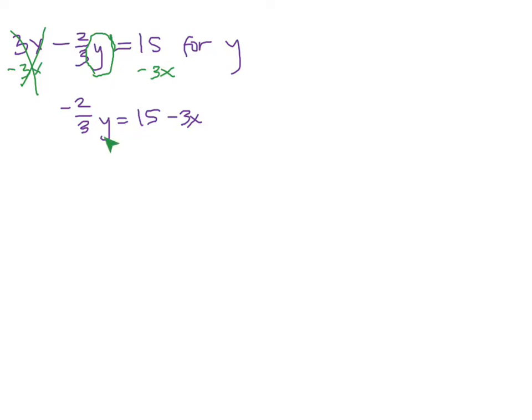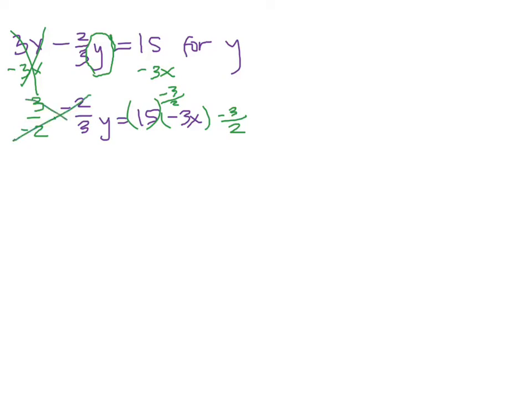Well, I'm solving for the y, so I have to move the negative 2/3. That would be dividing by negative 2/3, which is the same thing as multiplying by the reciprocal. So let's do times 3 over negative 2. And remember, we have to multiply everything by that 3 over negative 2, or negative 3 over 2. So every single term is being multiplied by the reciprocal.